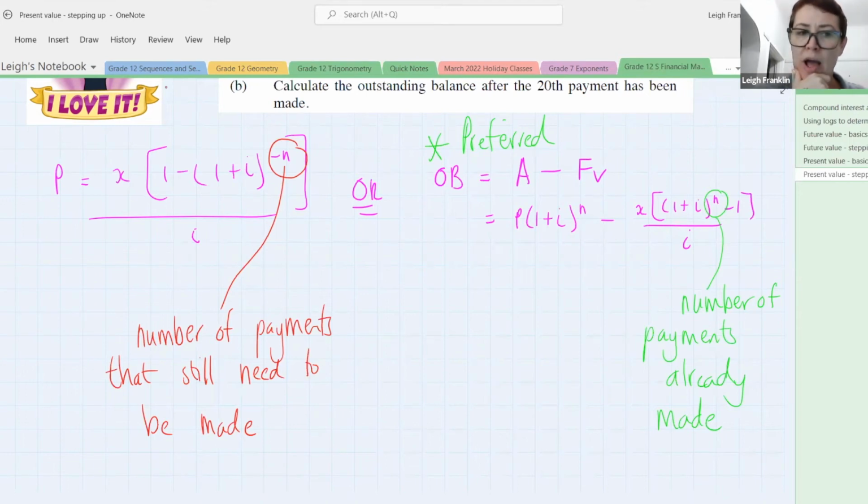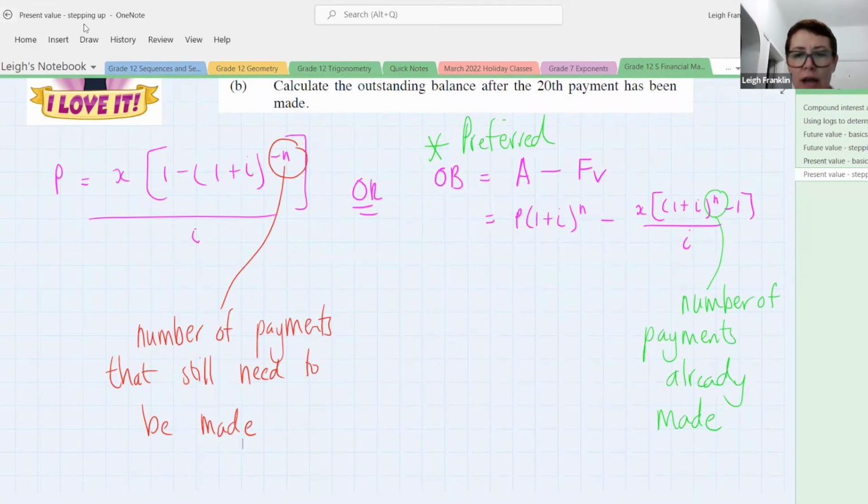All right, so you can use both. They'll give you a slightly different answer. I mean, it's out literally by like a rand in some sense or whatever the case is. But you can only use the present value formula when you know how many payments still need to be made. The one on the right-hand side, as I was saying, the preferred method, you will always know how many payments have already been made. So it's simply a case of reading the question and then subbing in.